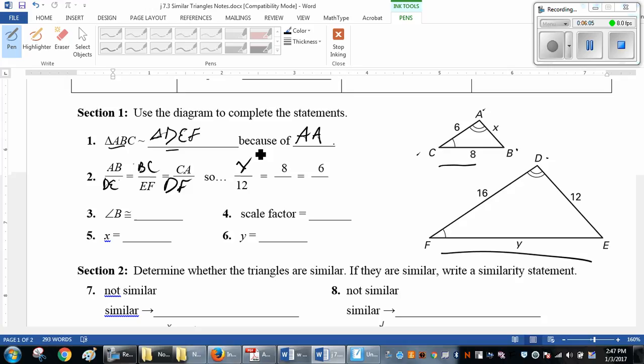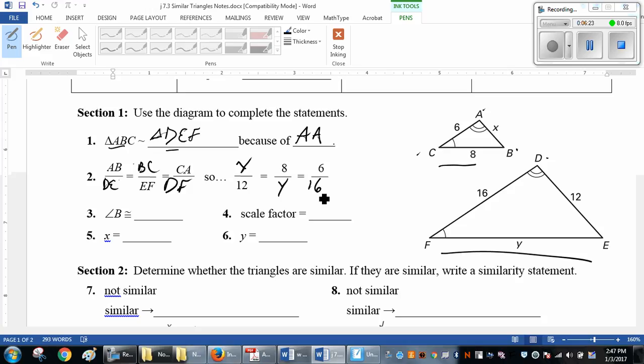BC corresponds with EF, that's our Y. And then CA we know is 6, and DF we know is 16. All right, so that gives us our extended proportion. Then we can go ahead and solve these. So split them up to solve for whatever you want, okay?